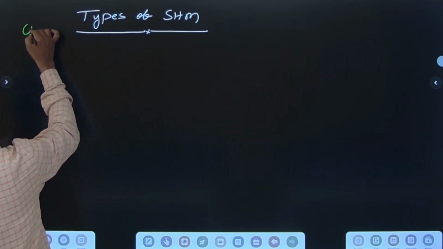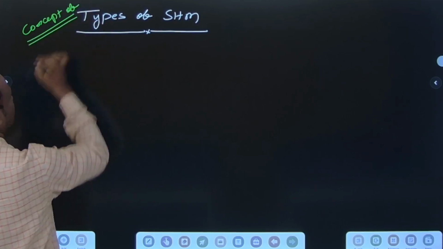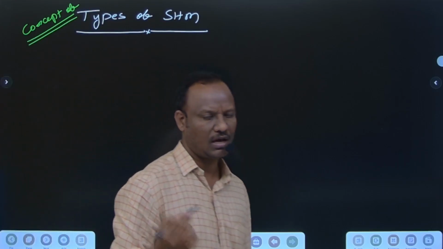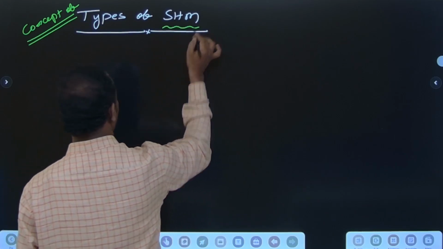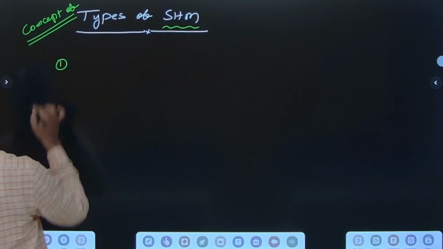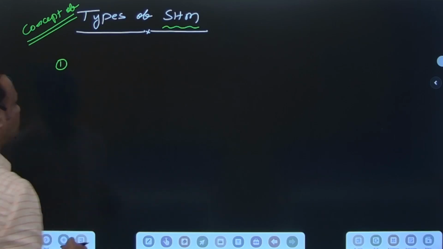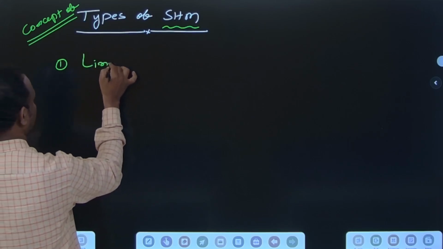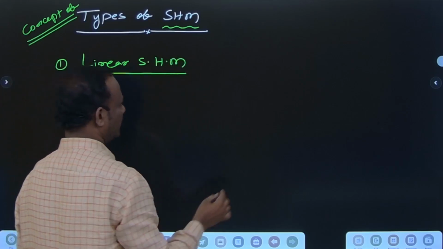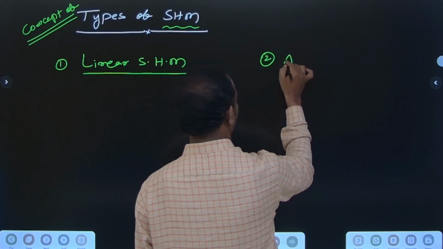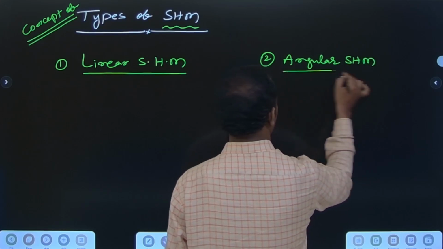It's the concept of types of oscillation, types of simple harmonic motion. Earlier we discussed simple harmonic motion. One is linear oscillation, linear simple harmonic motion, and the next one is angular oscillation, angular simple harmonic motion.